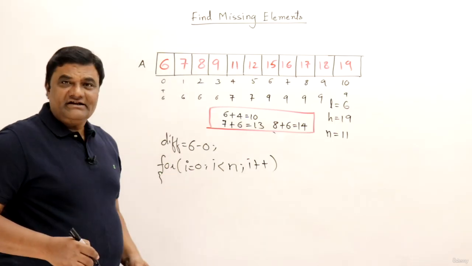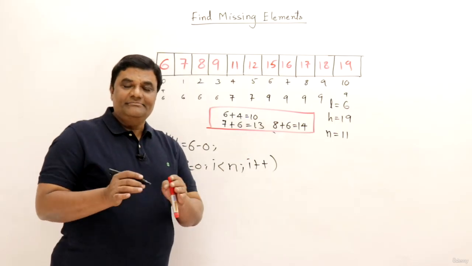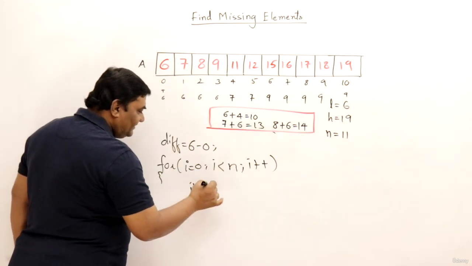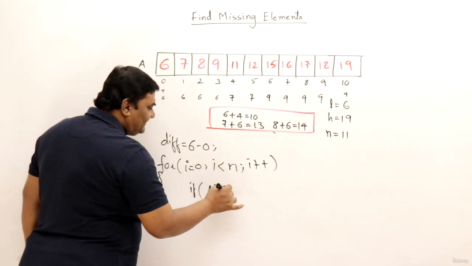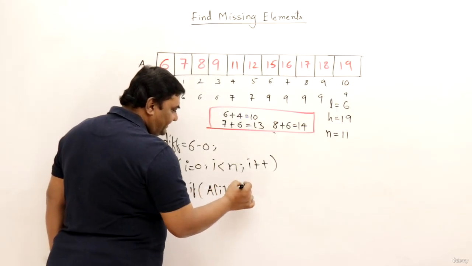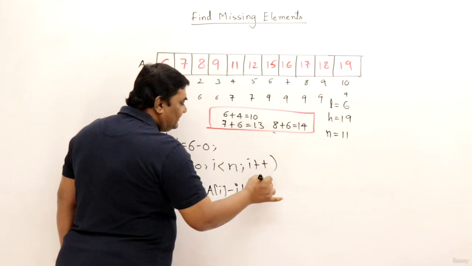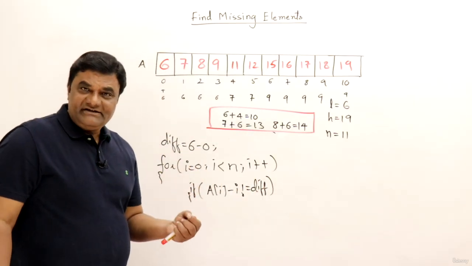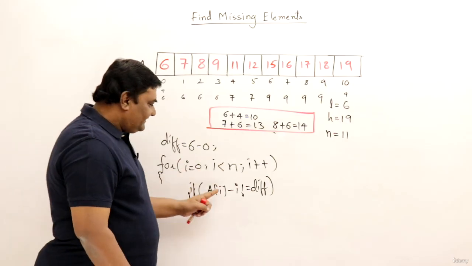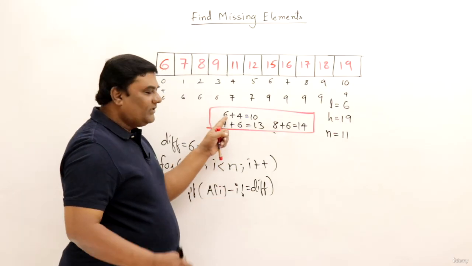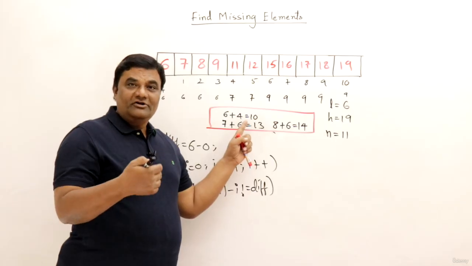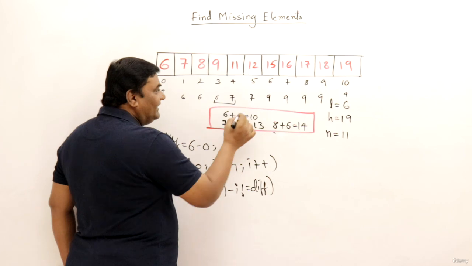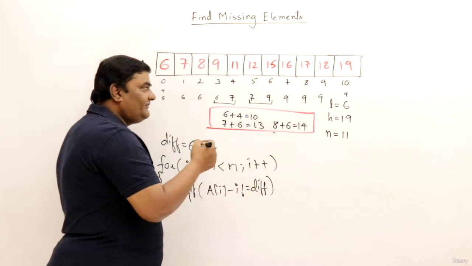Then every time I should check whether the same difference between the element and index is maintained. So if the element at i and i itself, if we take the difference, is not equal to the starting difference, it means there is some element missing, right? Now this difference may be 1, or maybe 2, or maybe more. See, in this example the difference was 1, new difference was 1. Now in this example, the new difference is more than 1.